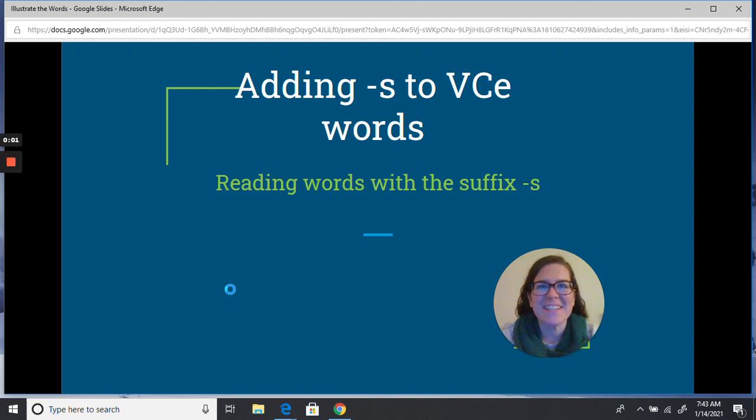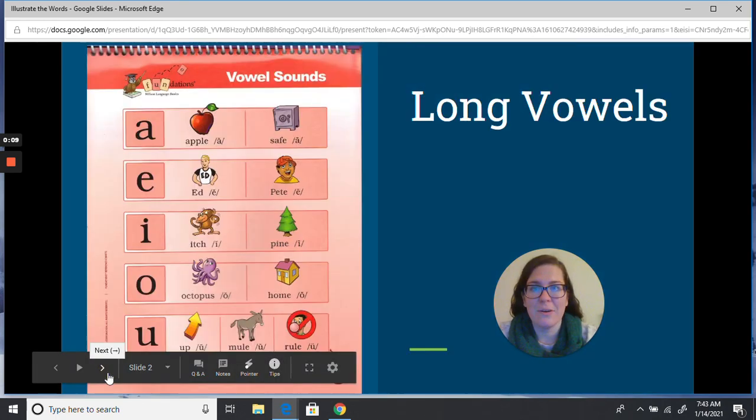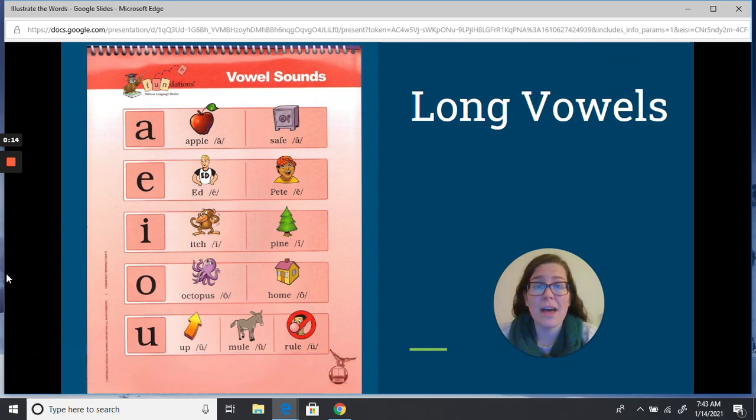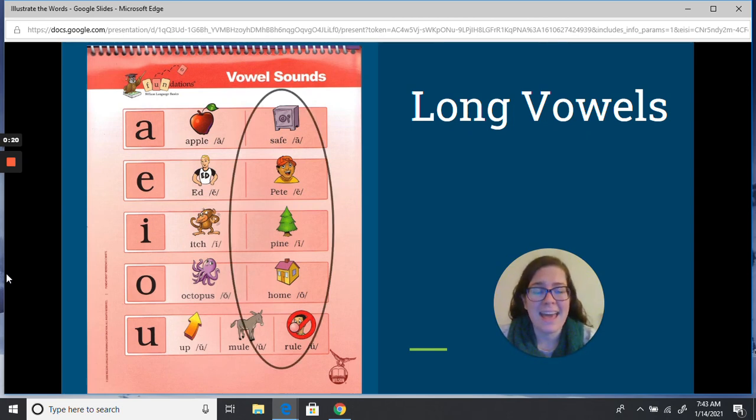Hey, first graders. Today in phonics, we're going to continue practicing adding S to VCE words. Now, remember, our VCE words have long vowel sounds in them. And what are those long vowel sounds? A, safe. E, peat. I, pine. O, home.